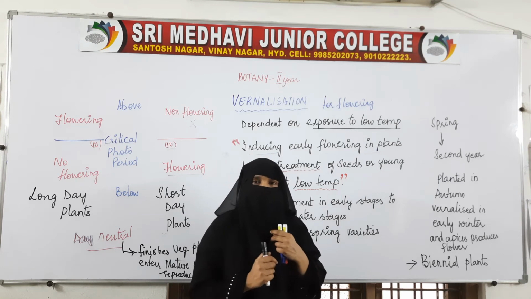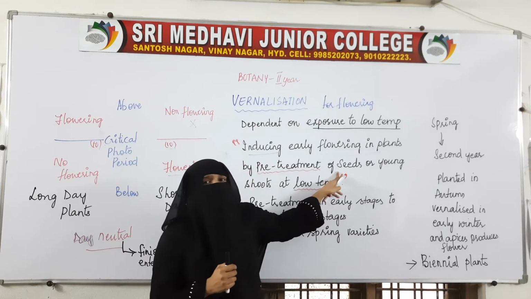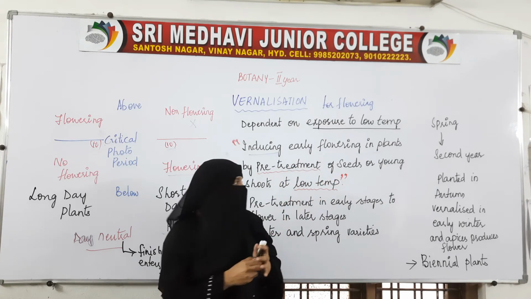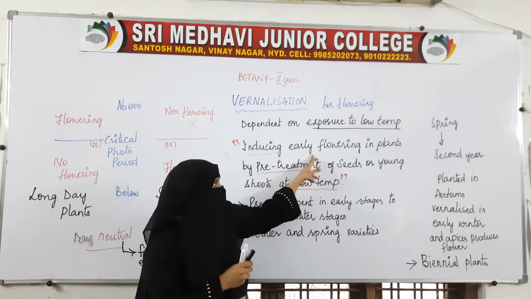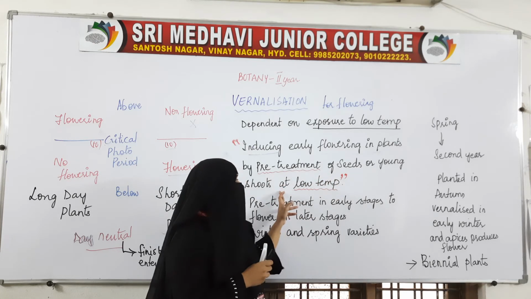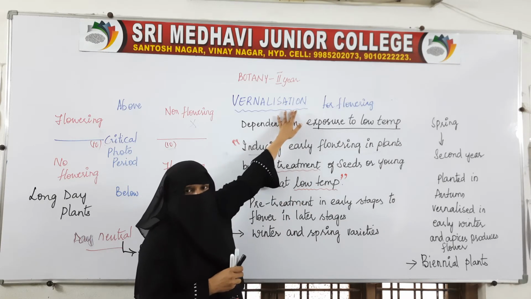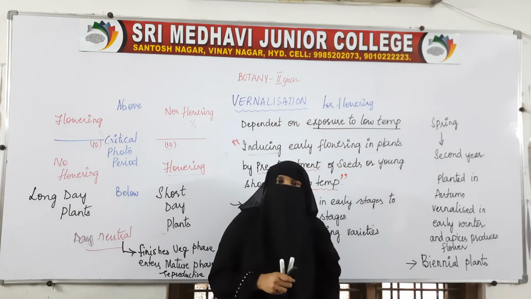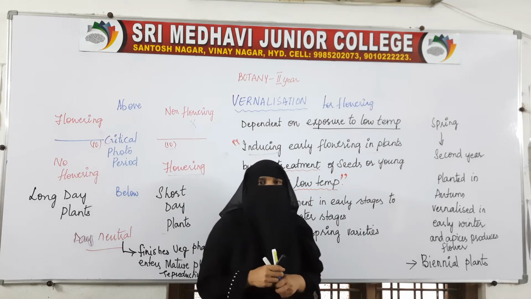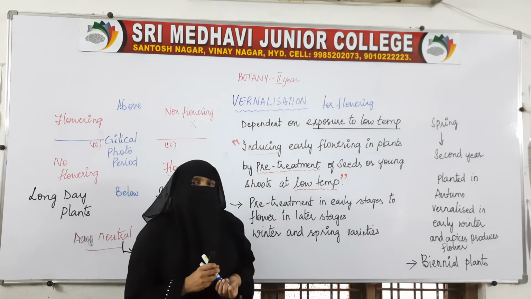After keeping them at low temperature for a certain period of time, when they start growing again, they will produce flowers faster. So inducing early flowering in plants by pre-treatment of seeds or young shoots at low temperature, this process is called vernalization. The process of pre-treatment of seeds or young shoots with low temperature to induce early flowering is called vernalization.